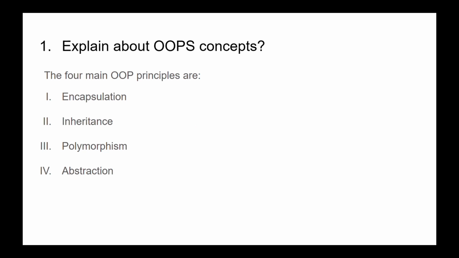Here first question is explain about object-oriented programming principles. There are four main object-oriented programming principles. They are encapsulation, inheritance, polymorphism and abstraction.